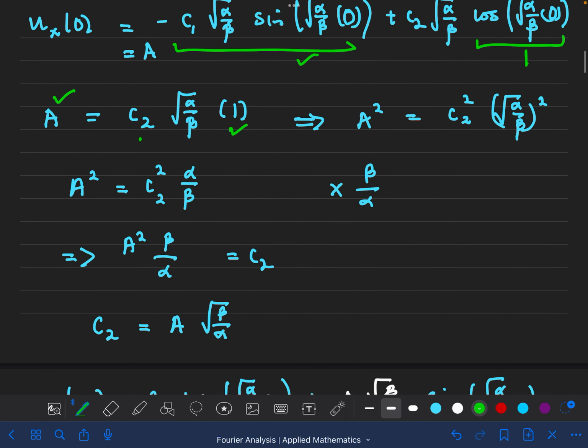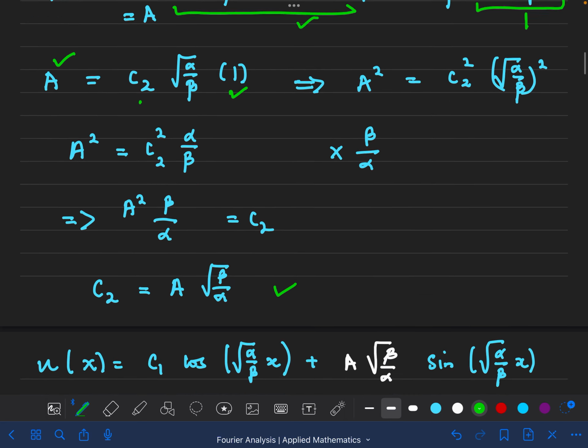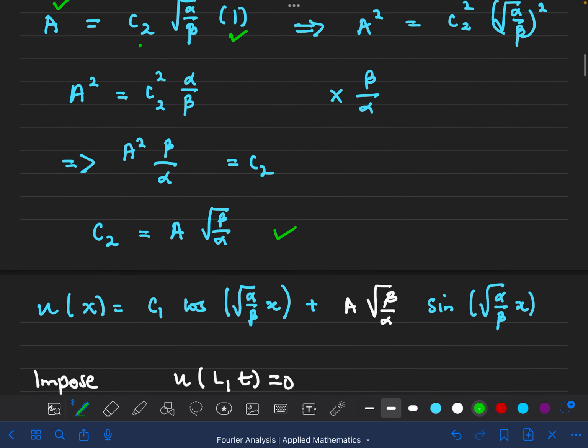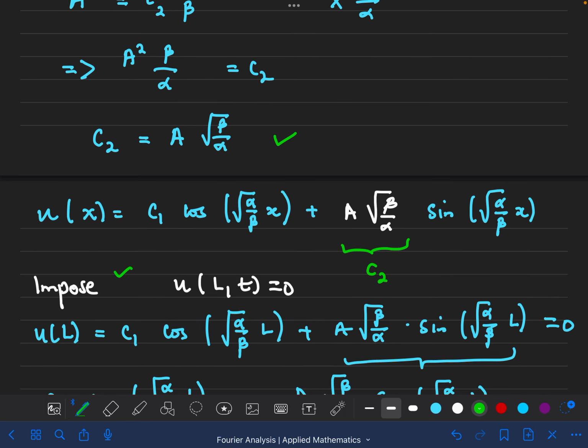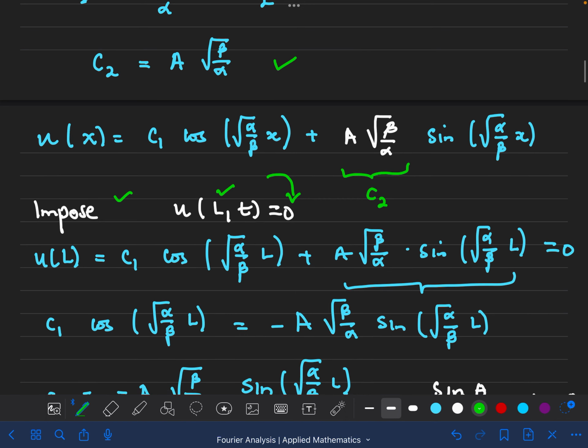And then here we solved for c2. Our c2 was a multiplied by the square root of beta over alpha. And then we took our c2 back into our equation. There's our c2, but now it's in terms of a, beta, and alpha, right? And then we imposed the second condition that we had over there, where in the place of x we put L. That is going to result in u equaling 0. And then we did that.